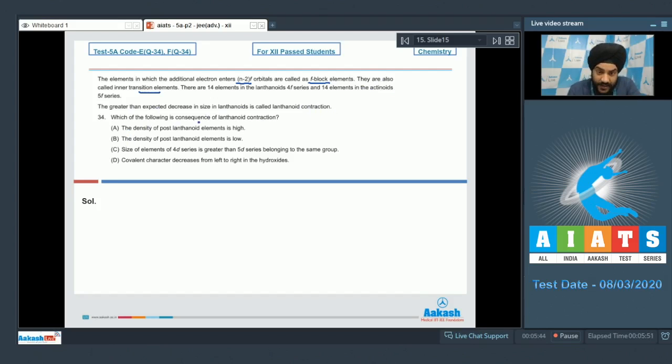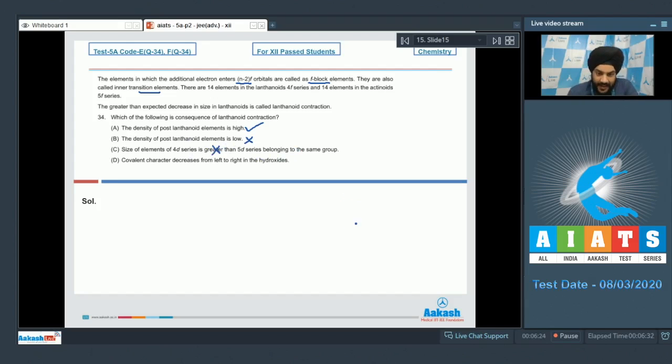Which of the following is a consequence of lanthanoid contraction? Option A says the density of post lanthanoid elements is high. This is a correct statement. If you look at option B now, density of post lanthanoid elements is low. This is not correct, students. Due to the decrease in size, the density increases. If we talk about option C now, size of elements of 4d series is greater than 5d series belonging to the same group. This is not correct, students. The size of elements of the 4d series is, although it is still lesser.